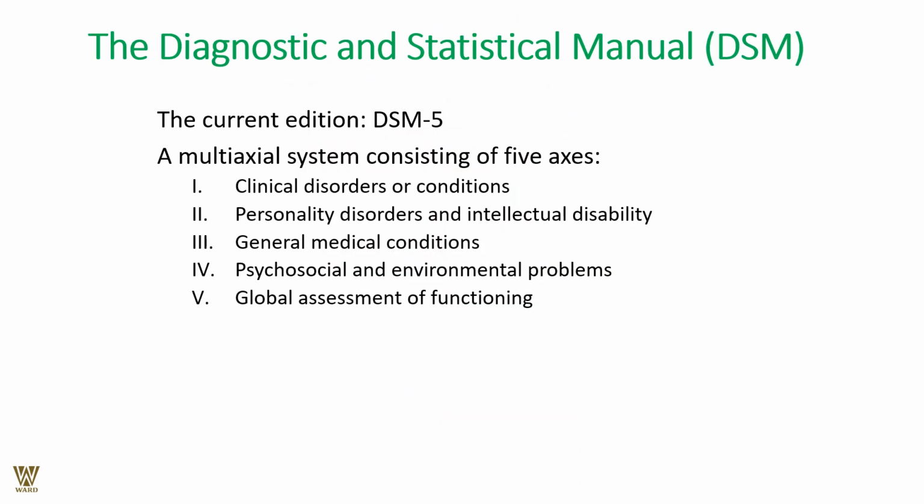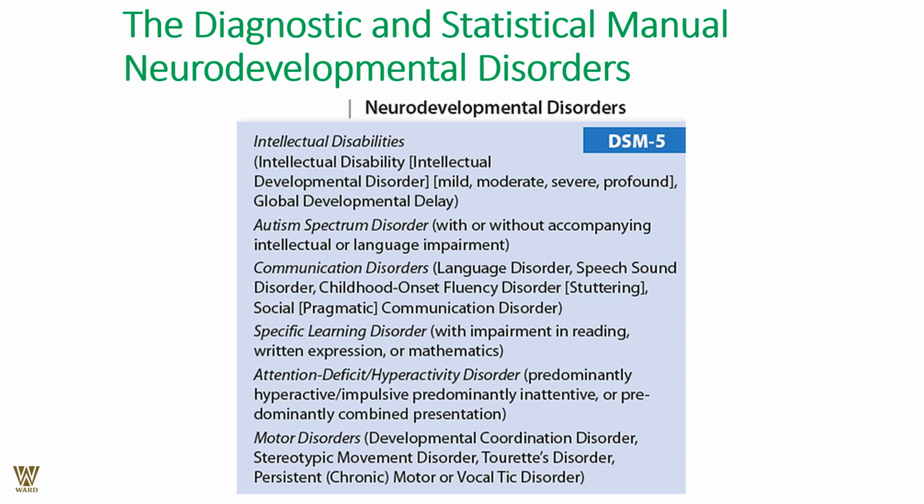In the subsequent slides you will come to DSM as a term which signifies Diagnostic and Statistical Manual. So the Diagnostic and Statistical Manual, the edition with 5 axes, is all about clinical disorder or clinical condition, personality disorder or intellectual disability, general medical conditions, psychosocial and environmental problems, as the case might be, and global assessment of functioning.